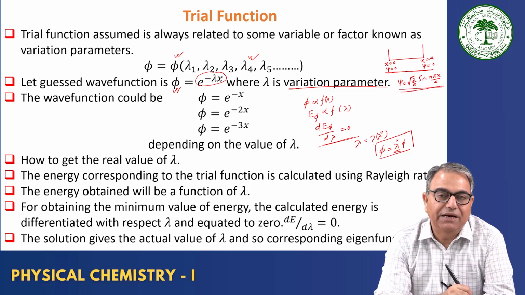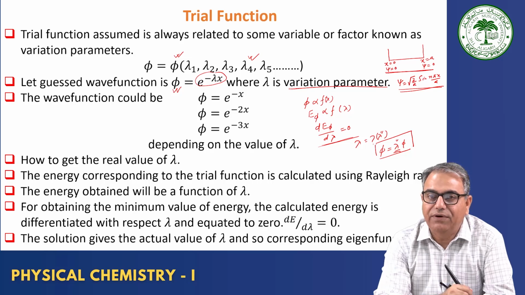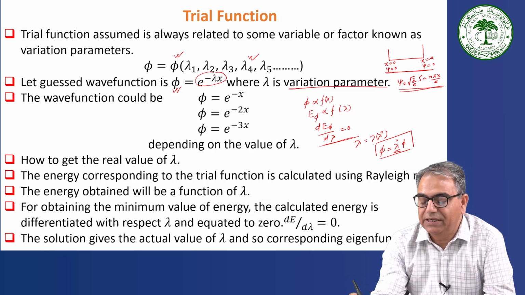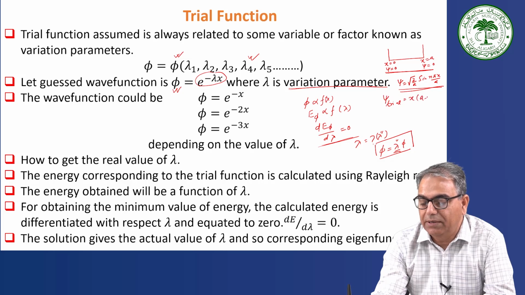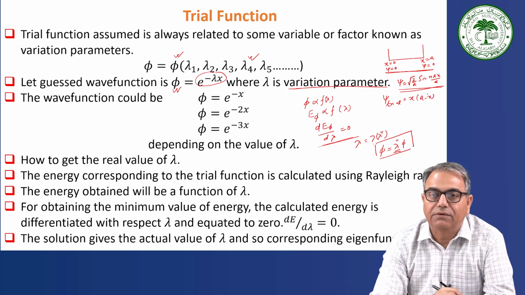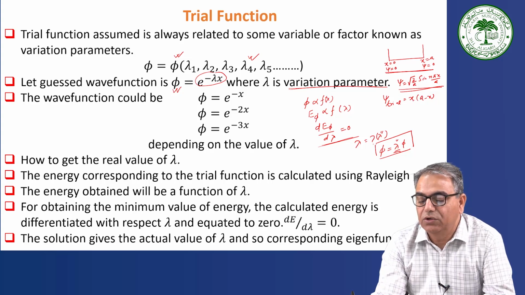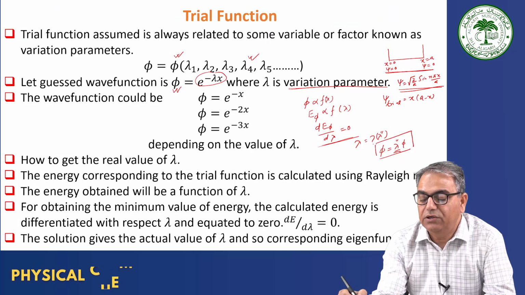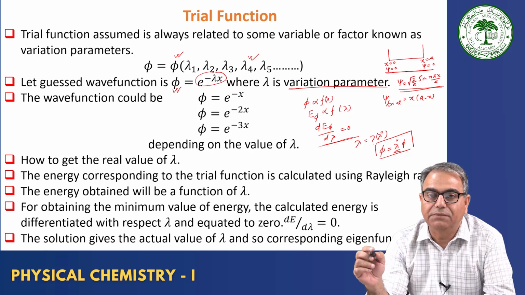So for guessing a trial function, you will have to write a function which is very similar to this one, which should satisfy the boundary condition. If I guess a trial function, psi trial, for the particle in a one-dimensional box as x into a minus x, will it fulfill the boundary condition? Yes. If x is equal to 0, psi trial will be 0, and if x is equal to a, then also psi trial will be 0.